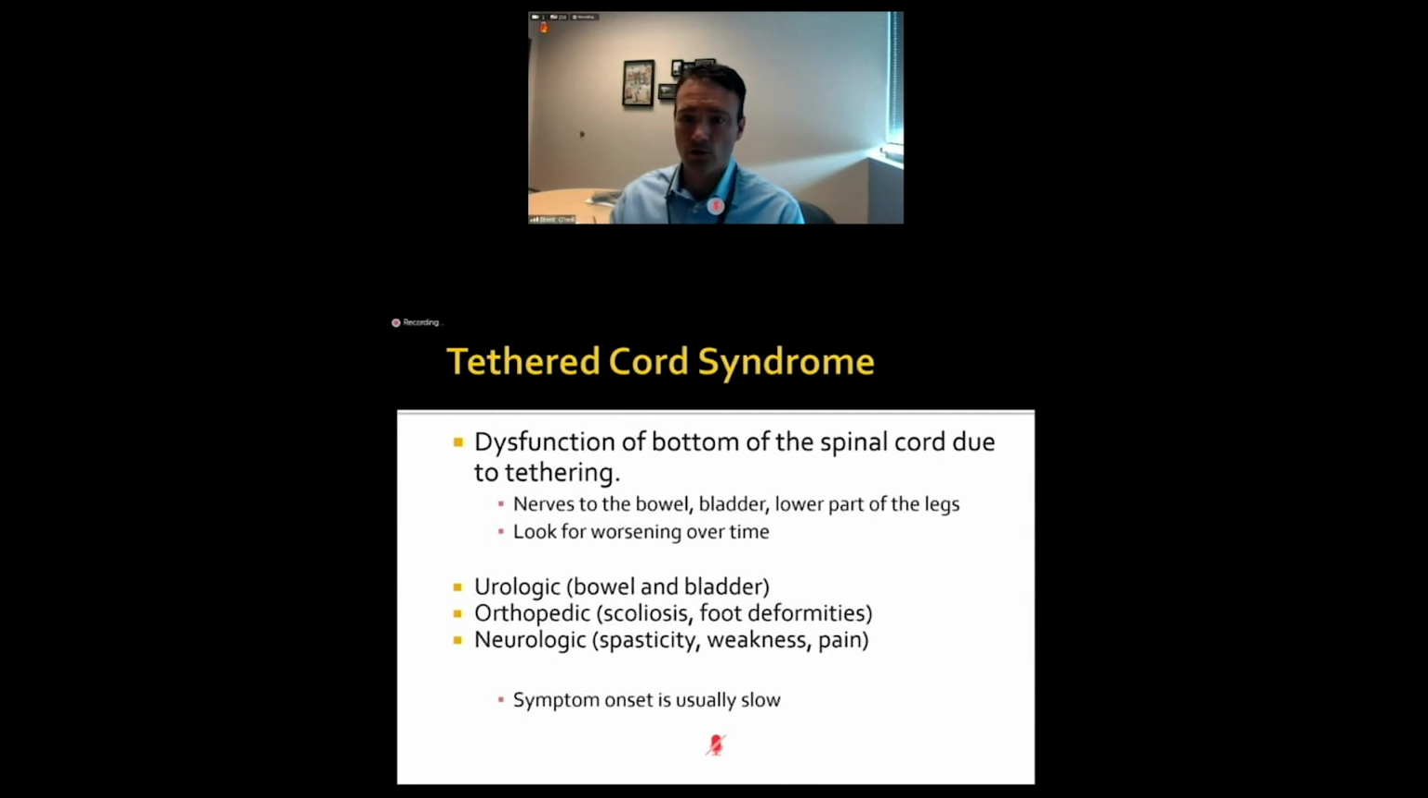We can also see orthopedic symptoms, most commonly scoliosis or bending of the back. That's related to the nerves that go to the muscles of the low back, and foot deformities. I'll show you some pictures of those. Sometimes weakness of the feet or pain in the legs and low back can be symptoms, but pain can be a tricky symptom. These symptoms usually are slow onset and progress very slowly.